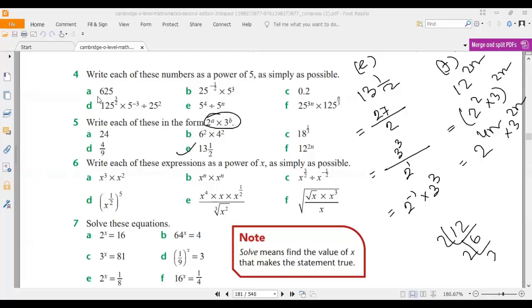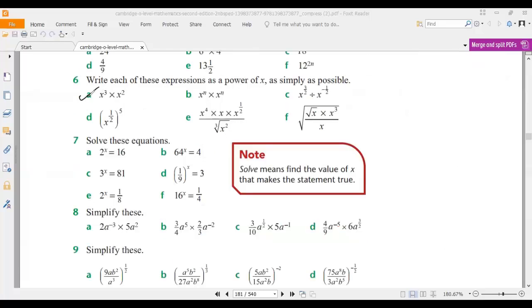Now, question number 6a. x cube multiplied by x square. So here we need to add the power. So x to the power 3 plus 2 will be x to the power 5. Question number B says x to the power n plus n will be x to the power 2n.